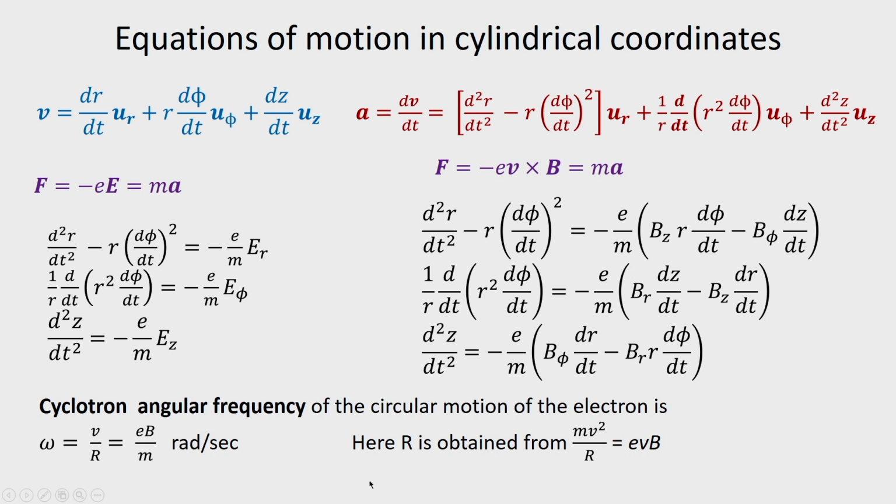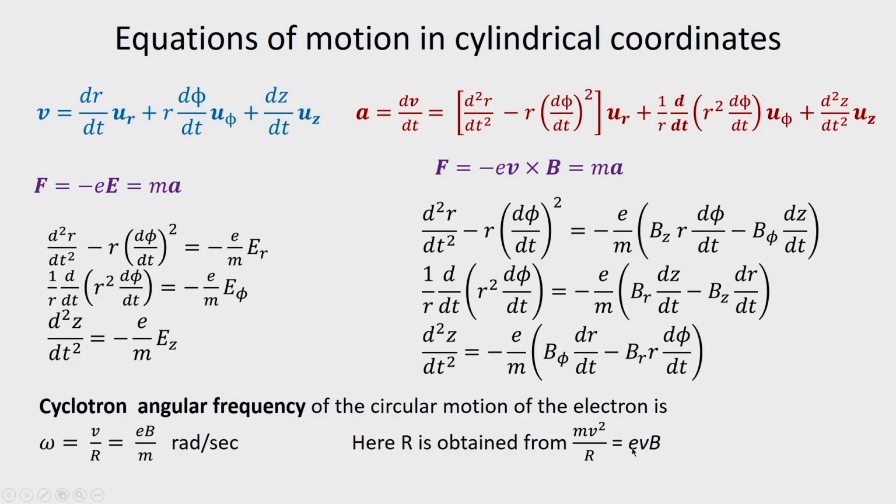Now, this R we obtain from the fact that m v squared by R, the centrifugal force of the electrons, must be balanced by e v B, the force produced by the magnetic field, and from this we find that v by R is equal to eB by m, and this v by R is the cyclotron angular frequency omega.